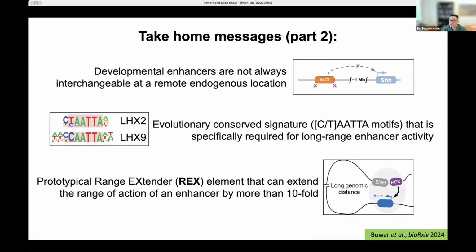And to sum up what I just told you, first, developmental enhancers are not always interchangeable at the remote endogenous location. If you swap a short-range enhancer at a long range, it won't always work. We found an evolutionarily conserved signature consisting of these CA, TTA, LHX motifs that are specifically required for long-range enhancer activity, but not short-range activity. And so we found a prototypical range extender element that contains the signature that can extend the range of enhancers by more than 10-fold.